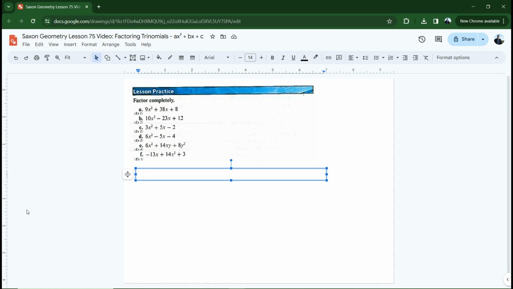Hey, algebra students. In this lesson, we are going to be learning how to factor trinomials once again. But unlike the last time we did it, where we had trinomials in the form x squared plus bx plus c, now we're going to add in another term, the a in front of x squared. So before, there was a little trick that we used.